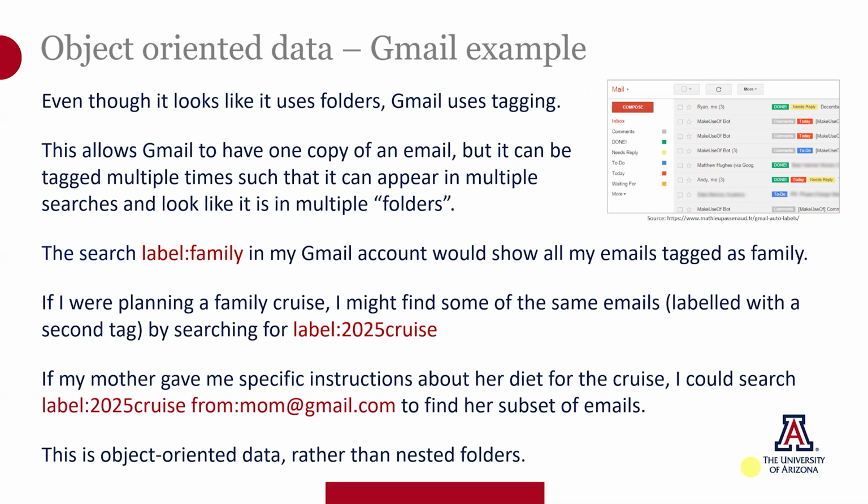If I was planning on coordinating a family cruise, I might find some of the same emails if I search for a different tag, something like 2025 cruise. To dig deeper, if I was looking for an email from my mom that gave me specific instructions about her diet requirements for the cruise, I could search for the tag 2025 cruise and then look for any emails from mom@gmail.com to create a small enough subset of emails so that I can find the information I need. Having key pieces of information will allow you to drill down to a much smaller amount of information from what could be tens of thousands of emails. This is taking advantage of object-oriented data rather than nested folders.